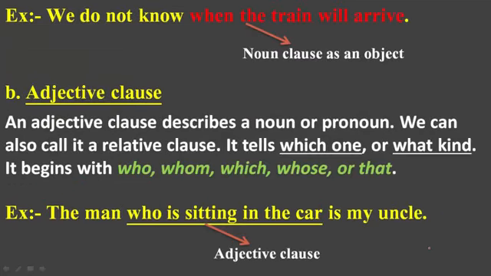But in the second sentence, we do not know when the train will arrive. Here, the noun clause acts as an object.